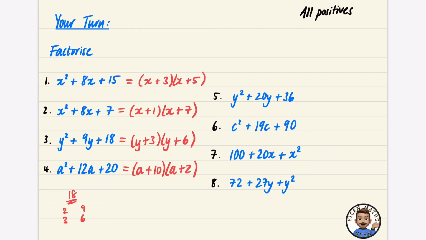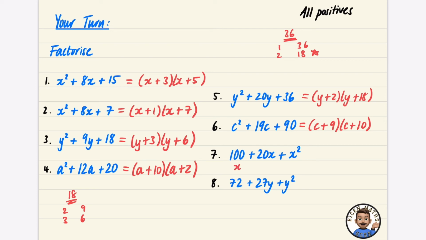Okay, 36. 36 has loads of factors, so I usually like to write them down. Well, it could be 1 times 36, it could be 2 times 18. Oh yeah, that's going to work, because 2 and 18 makes 20, so it's y plus 2, y plus 18. 90, okay, I think I can spot this one pretty quick. I think 90 is going to be 9 times 10. So we're going to get c plus 9 and c plus 10, because, yeah, 9 and 10 makes 19.